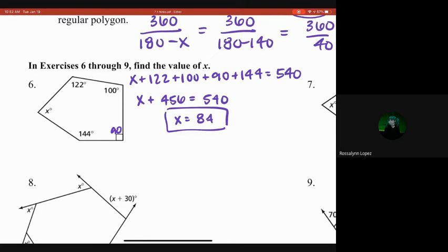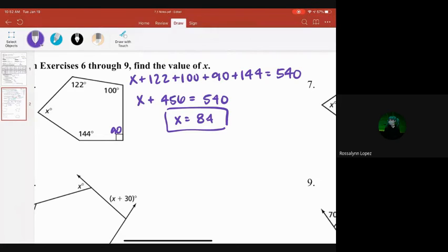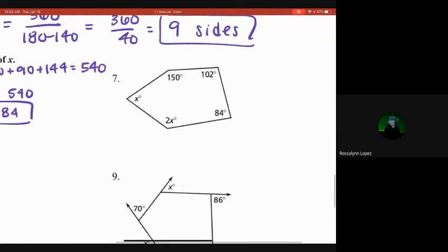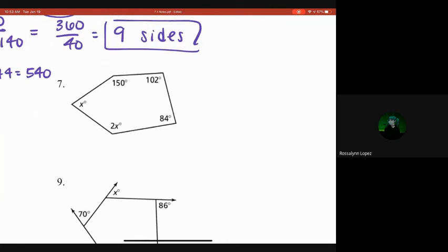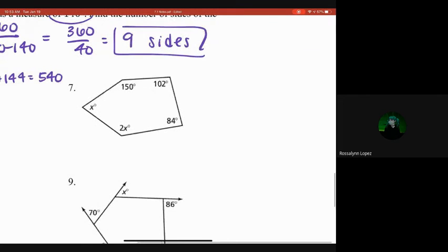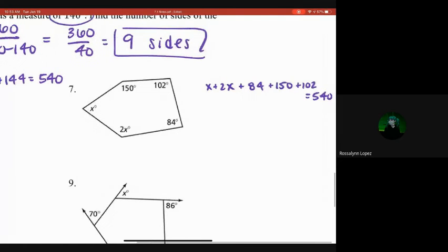Okay. So now take a look at number 7. How many sides do we have here? 5. What's the sum of a 5-sided shape going to have to be? Trey? 540. So we're going to do the same thing. I'm going to add everybody up. I'm going to set it equal to 540. So that's going to be x plus 2x plus 84 plus 50 plus 102 equals 540.